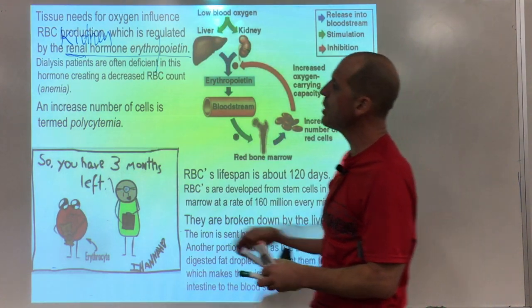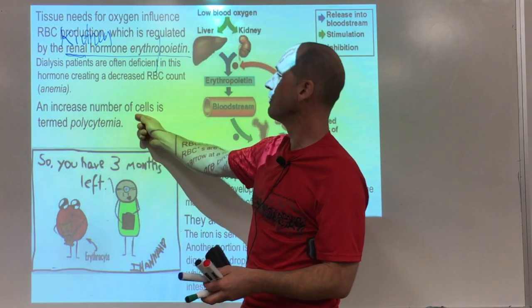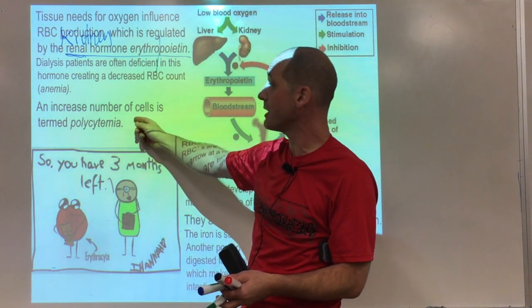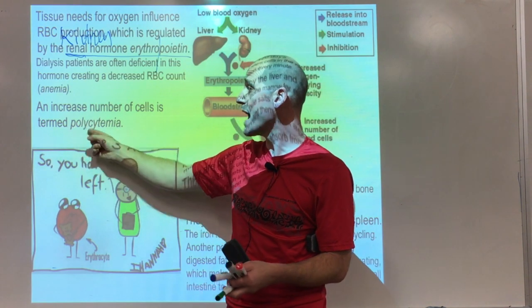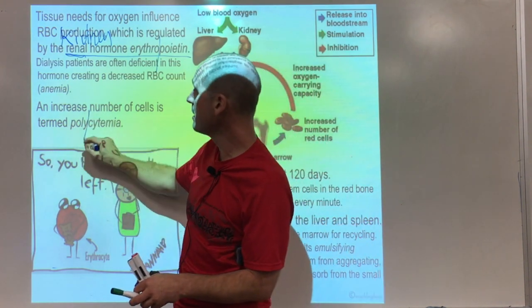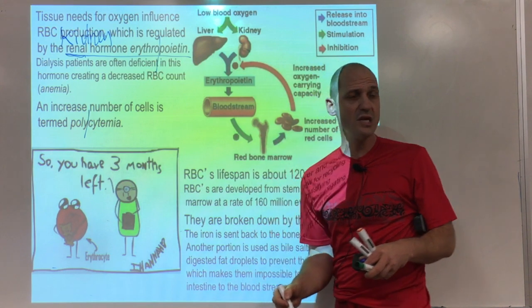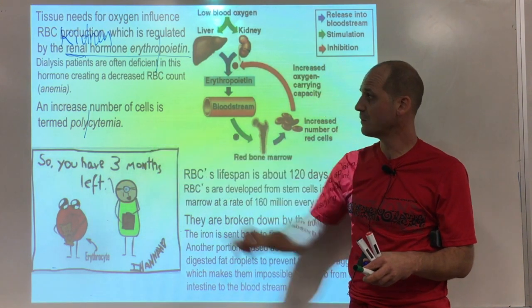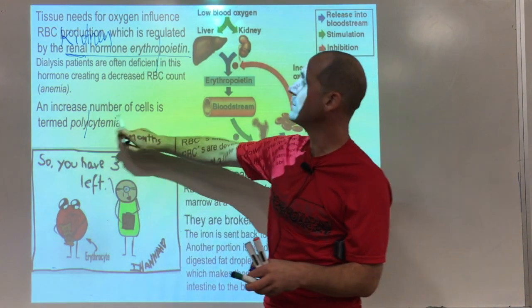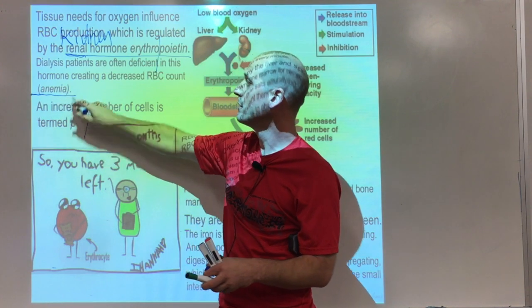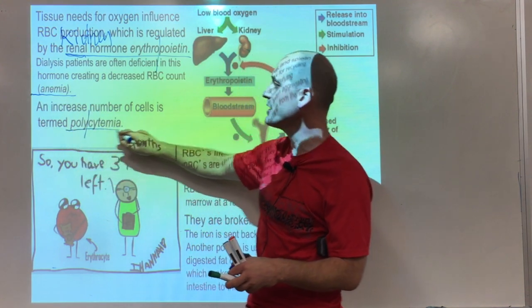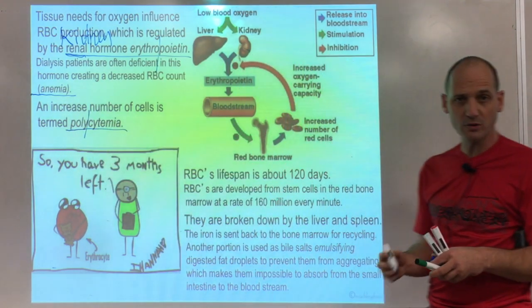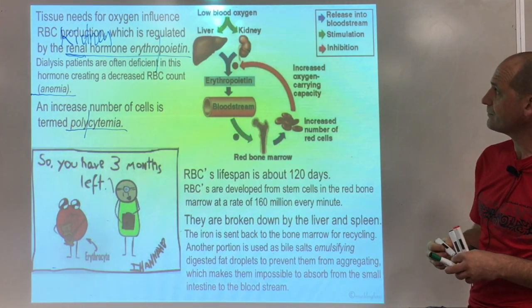If we have an increased number of cells, red blood cells here, for example, that's called polycythemia. Poly means many. Cythemia means cells. So too little is an anemia. Too many is polycythemia. Red blood cells, red blood cells.